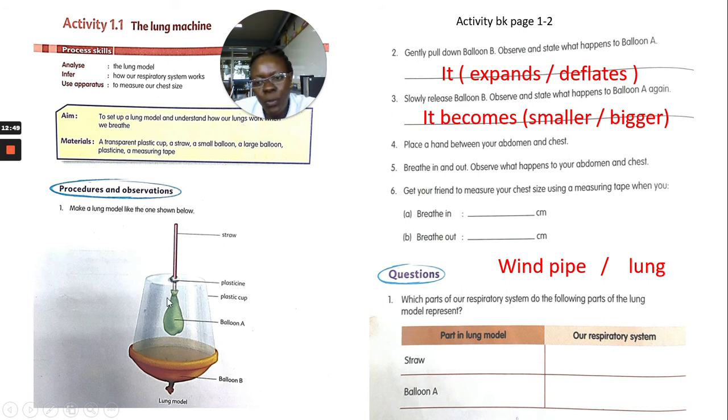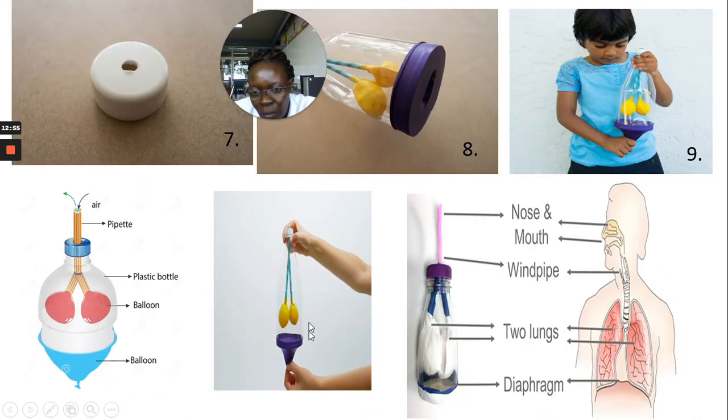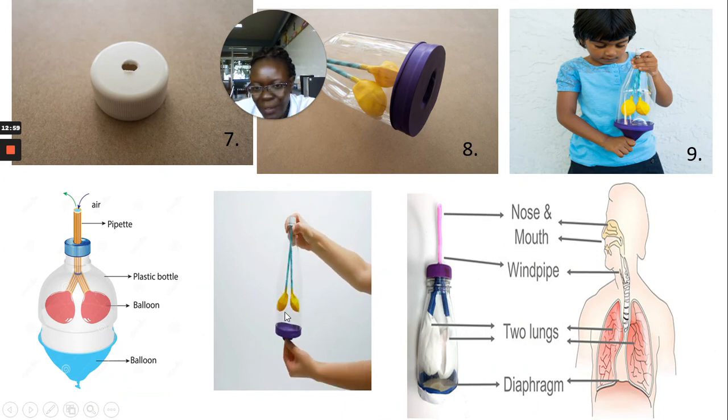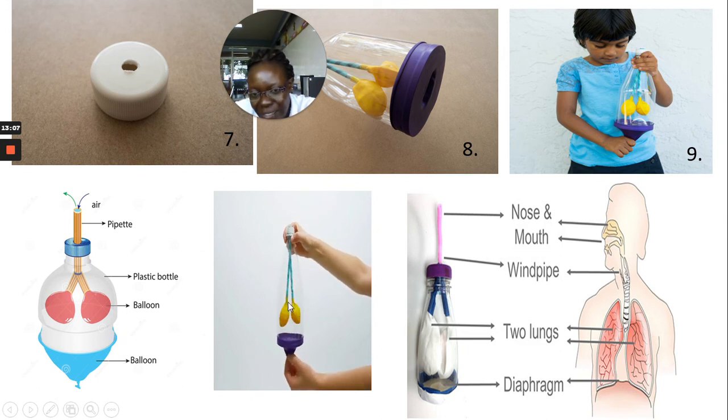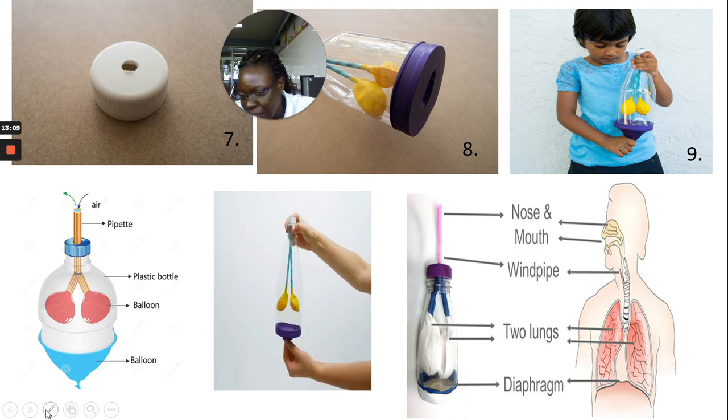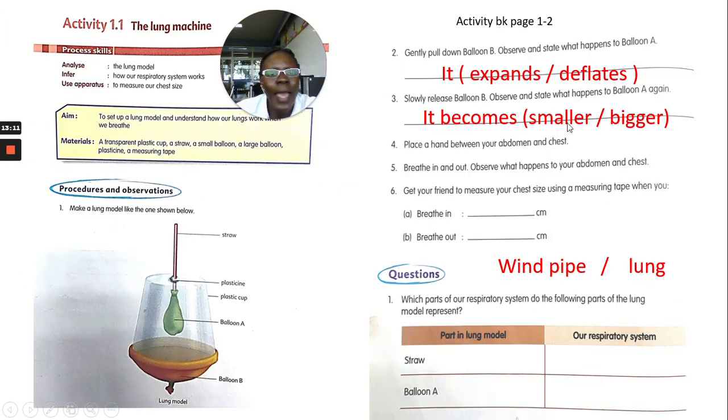Slowly release balloon B. So when you pull it and then you release, what will happen to this one here? Let me show you. They pull and release. So when you release, what happened? One more time. Pull, release, pull, release. So when you pull, the balloon becomes bigger. When you release, it deflates. Okay. So the answer will be it becomes smaller or bigger. Then for this one here, get your friend to remove.